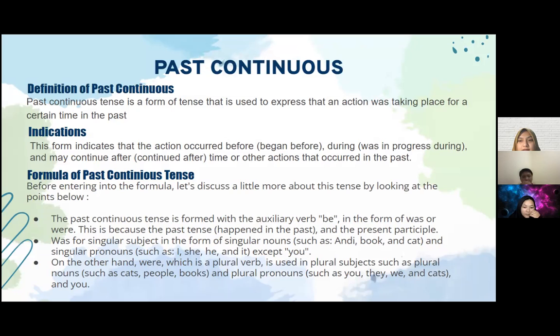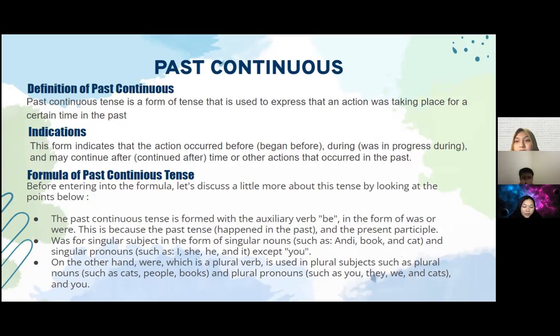I will explain about the past continuous tense. First of all, we have to know the definition of past continuous itself. Past continuous tense is a form of tense that is used to express that an action was taking place for a certain time in the past. This form indicates that the action occurred before, during, and may continue after a time or other actions that occurred in the past.